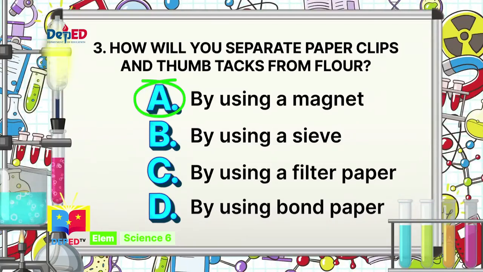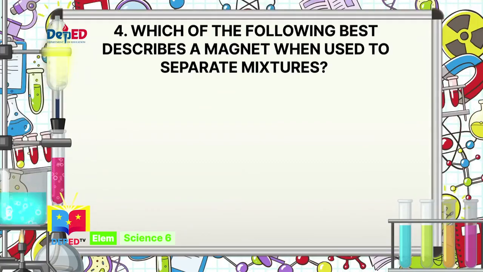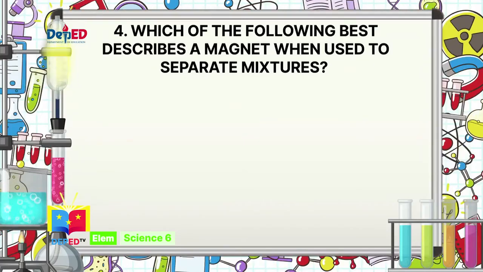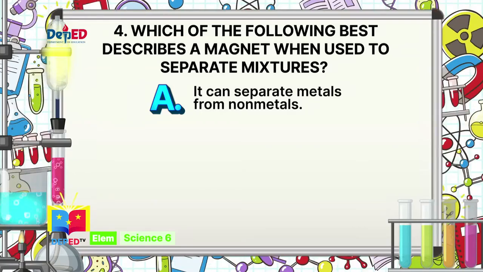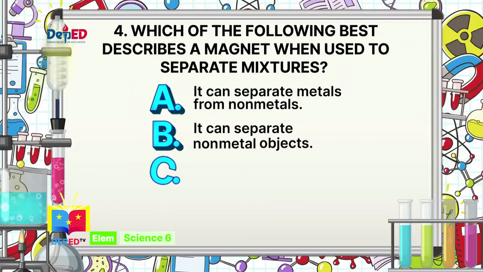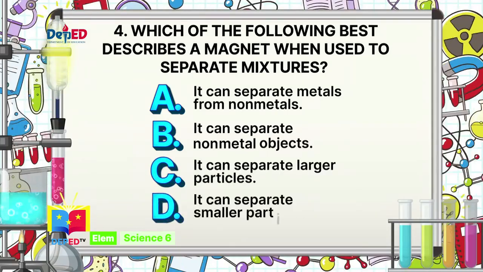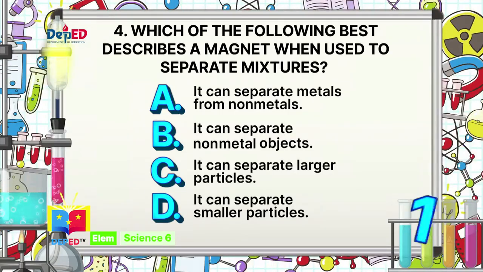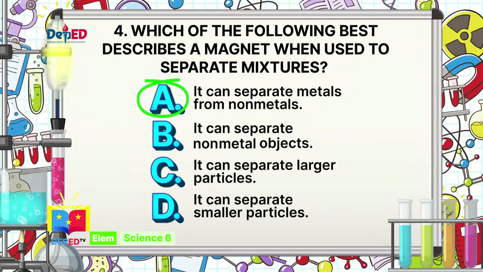By using a magnet. Number 4. Which of the following best describes a magnet when used to separate mixtures? A. It can separate metals from non-metals. B. It can separate non-metal objects. Letter C. It can separate larger particles. D. It can separate smaller particles. The correct answer is letter A. It can separate metals from non-metals.